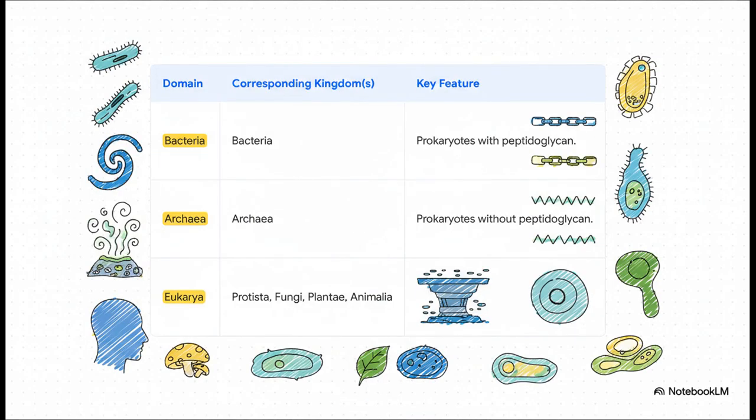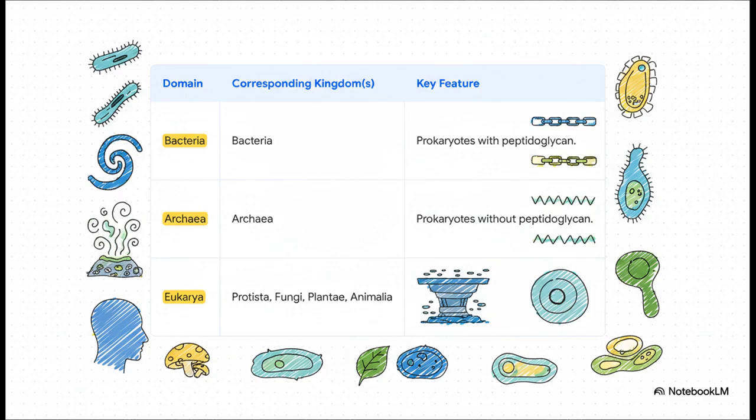Okay, this table is a perfect little cheat sheet for this whole new system. You've got bacteria and archaea. Both are what we call prokaryotes. That's just a fancy word for simple cells that don't have a nucleus. The key difference? It's their chemistry. Bacteria have this stuff called peptidoglycan in their cell walls. Archaea don't, and they're the ones famous for living in crazy extreme places, like boiling hot springs.